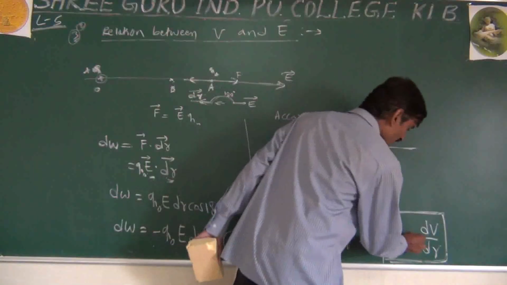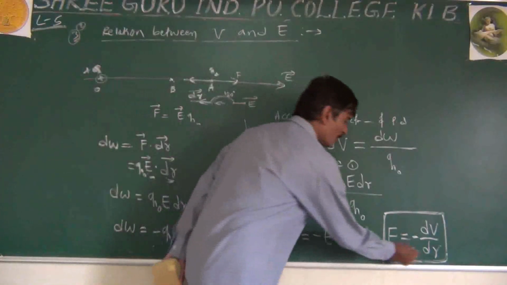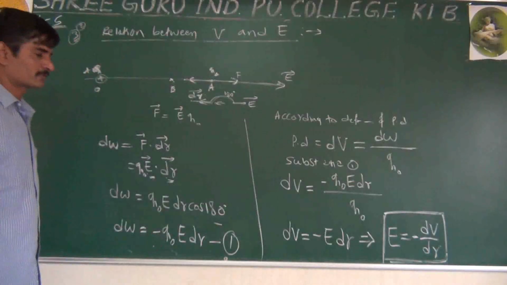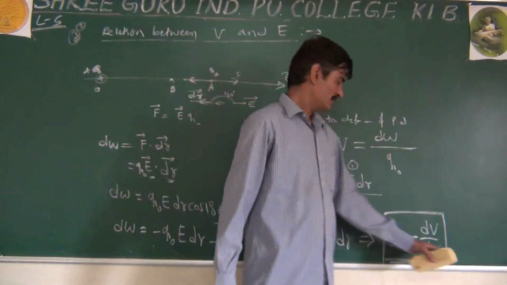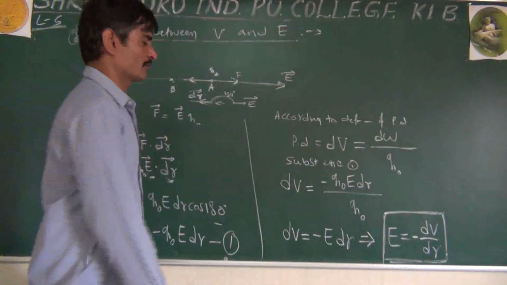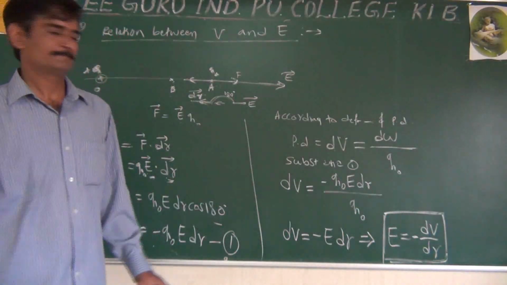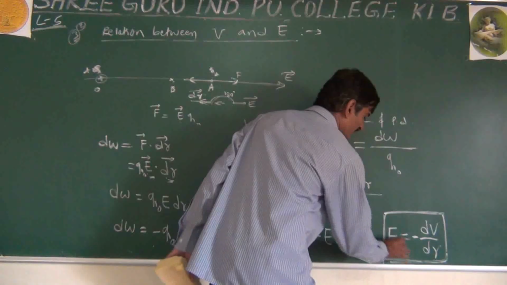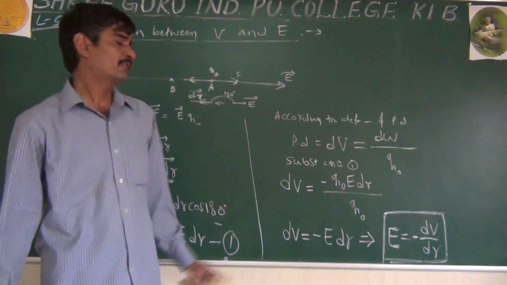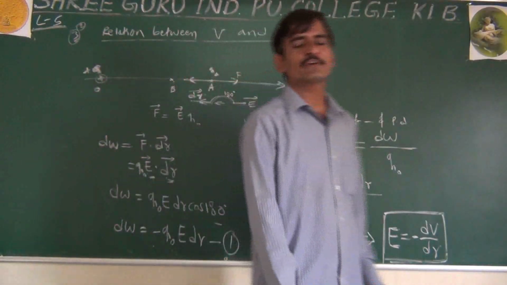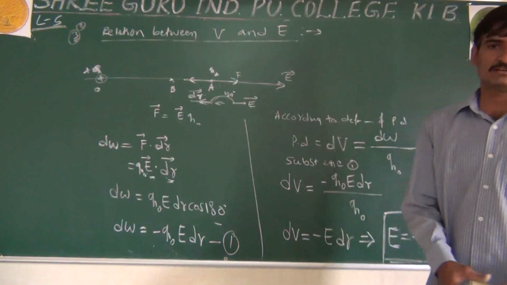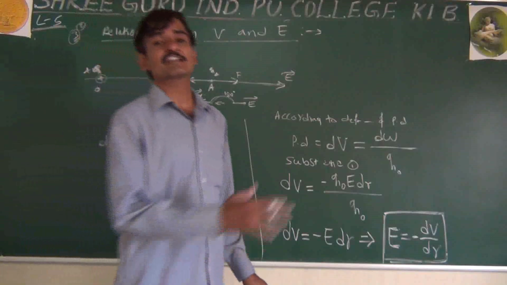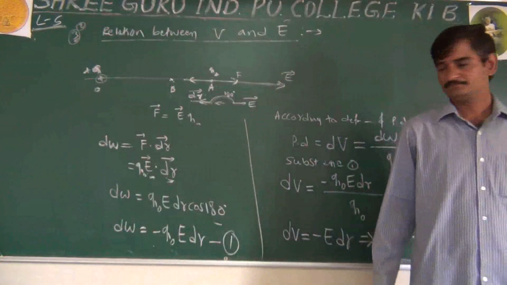Now my important point is, what does this negative sign indicate? There is a negative sign. It is coming through the derivation only. I did not put it; it came during the derivation. What does that negative sign indicate? The negative sign indicates that the electric field intensity is in the direction of decreasing electric potential.